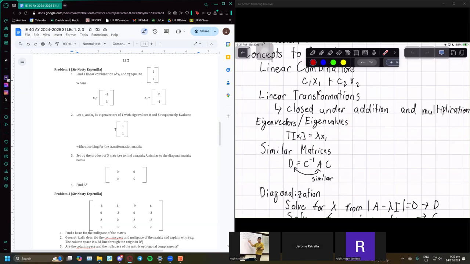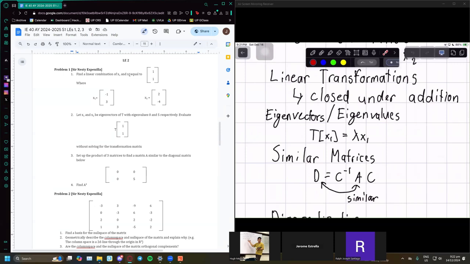Then eigenvectors and eigenvalues are intrinsically linked to linear transformations. Basically, eigenvectors and eigenvalues are associated with a specific linear transformation.